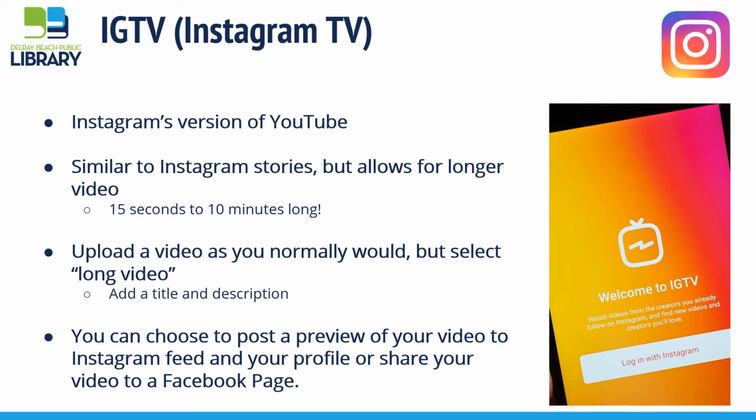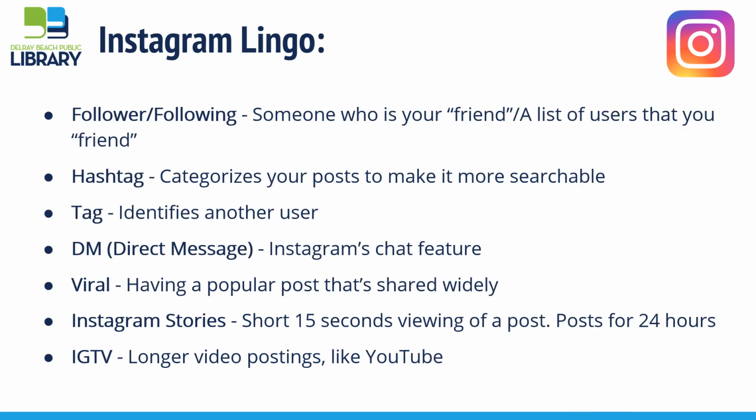So you would go to your normal new post, as you would for a picture or whatnot, and then you would look through your camera roll for a video that's in that time frame, or you can add a video right there if you want to create a new video. So upload that video as you normally would, but select long video. Then after that, you will add a title and a description, and that will go to the IGTV. You can choose to post a preview of the video to your Instagram feed and your profile, or you can even share your video to a Facebook page as well if it has it linked.